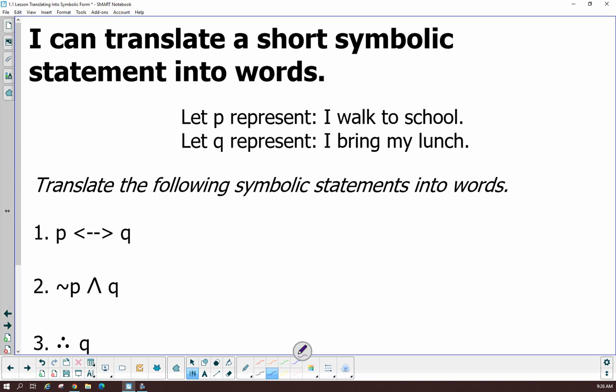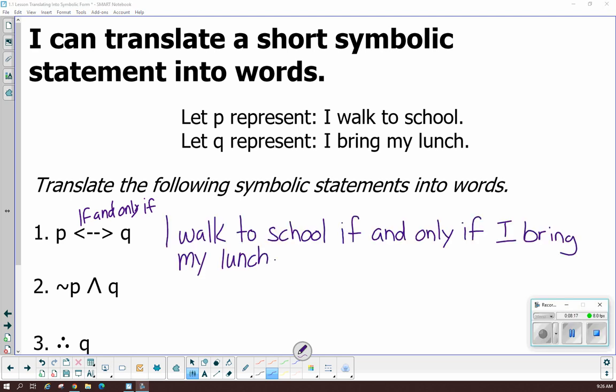This double arrow means if and only if. And Q means I bring my lunch. So I'm going to pause here and I'm going to write that out. So there I've taken my symbols and I've turned them into words. And I can do this for all of these.